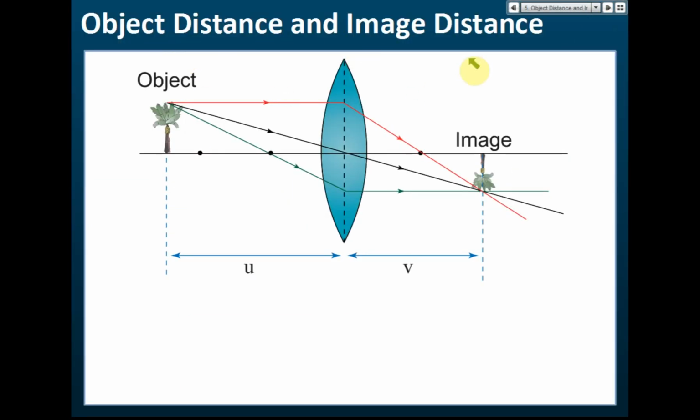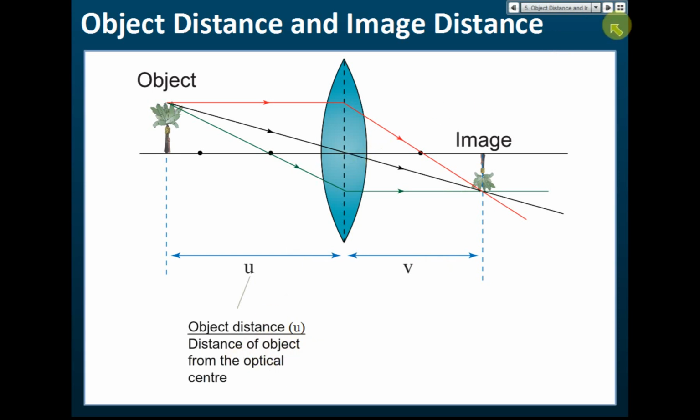Object distance and image distance. From the name we know that object distance is the distance of the object from the optical center, and image distance is the distance between the image and the optical center. I will tell you where the image forms later when we learn drawing ray diagrams. Object distance is denoted by the symbol U, and image distance is denoted by the symbol V. So object distance is the distance of the object from the optical center.